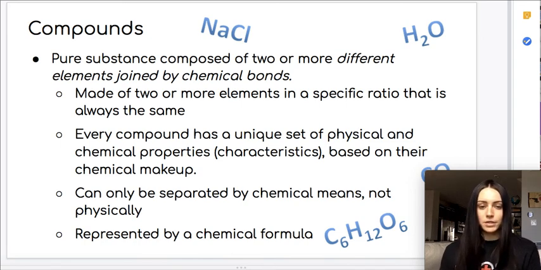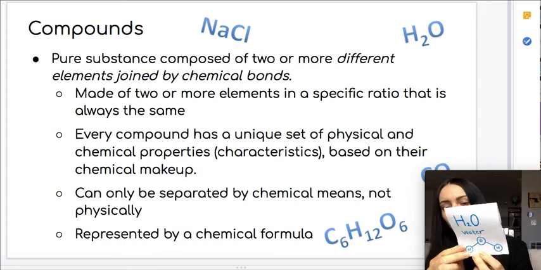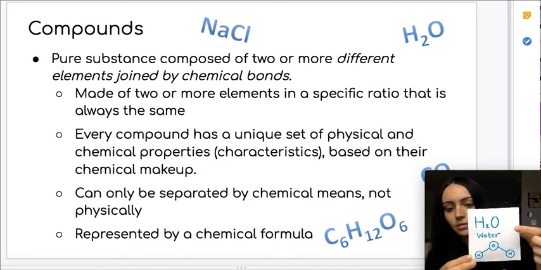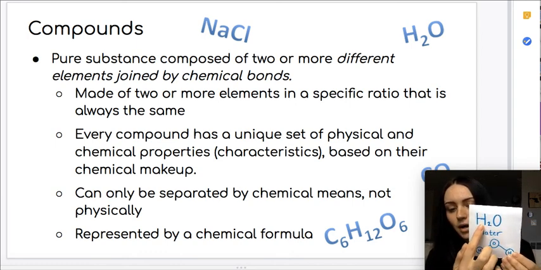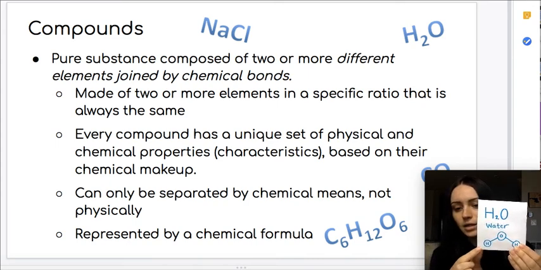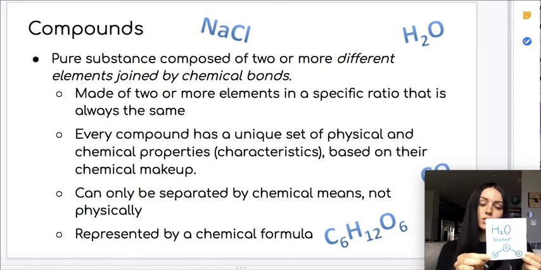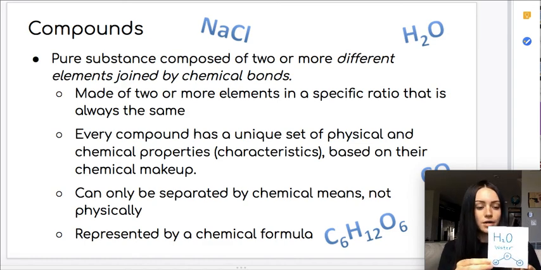One example that I want to talk about here is this idea of unique properties based on chemical makeup. I want to think about that very obvious example again of water. If we think about water, H2O, we know that water is made up of two hydrogen atoms bonded to one oxygen atom. It looks like this. Water has its own set of properties. It's something that we drink. It's a liquid. It's safe for us to use. It's a universal solvent. It can dissolve lots of different materials based on its polarity.